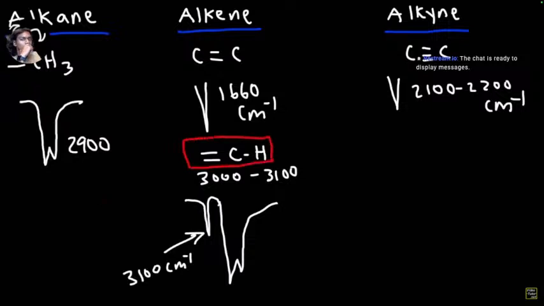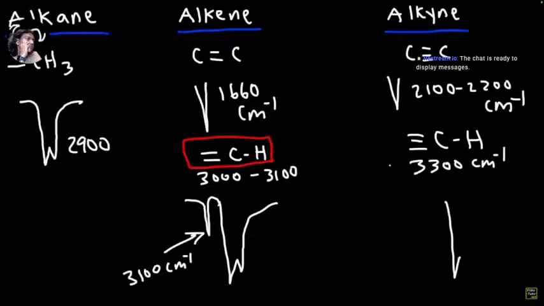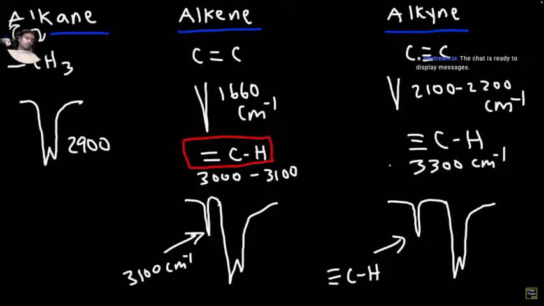Now, let's say you have a terminal alkyne, and so you're going to have the alkyne CH stretch. This signal is even further to the left, at around 3300. And so here is the alkane CH stretch, and then here would be the alkyne CH stretch. So this helps you to distinguish an internal alkyne from a terminal alkyne. And to distinguish an alkene from an alkyne, you could simply look at these two numbers.